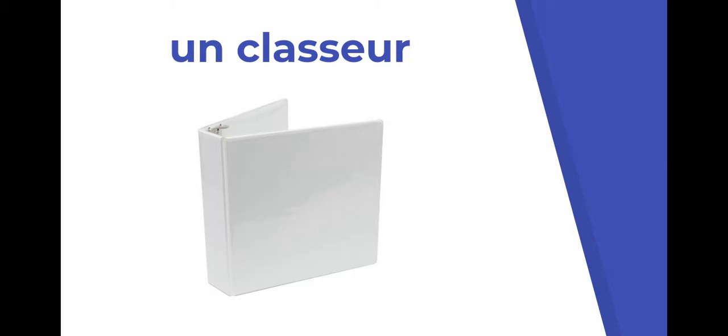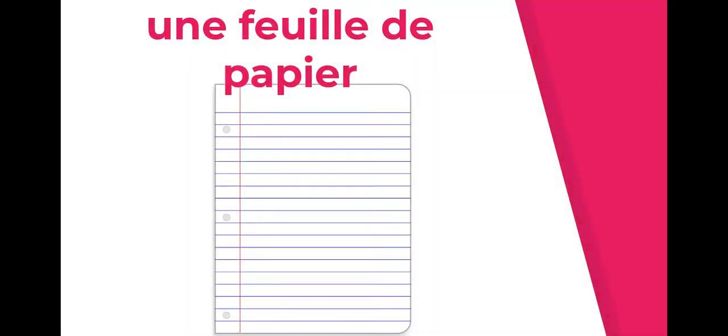Un classeur is a binder. And I remember this because where do you put all the stuff for your classes? You put it in a binder. So un classeur is a binder. Okay, une feuille de papier. This one's kind of fun. Une feuille is the word for leaf in French. So it's like calling it a leaf of paper.